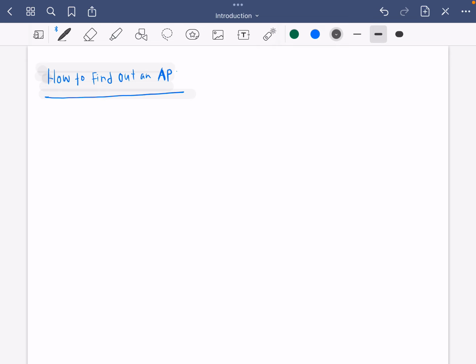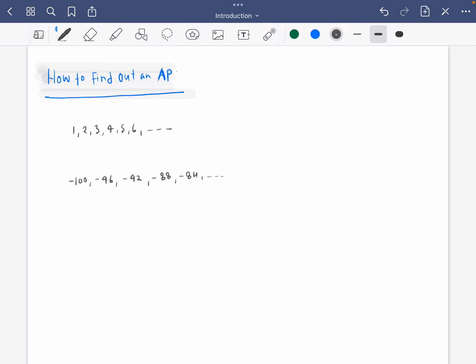How to find out an AP, or rather how to identify a series, whether it's an AP or not. For example, if you're given these numbers 1, 2, 3, 4, 5, 6 and so on, and then -100, -96, -92, -88, -84, and so on. How to identify whether these numbers are in an AP or not, whether this series makes an AP or not.